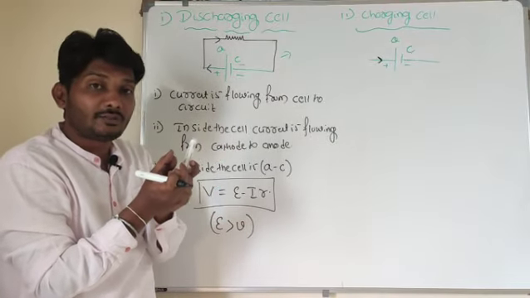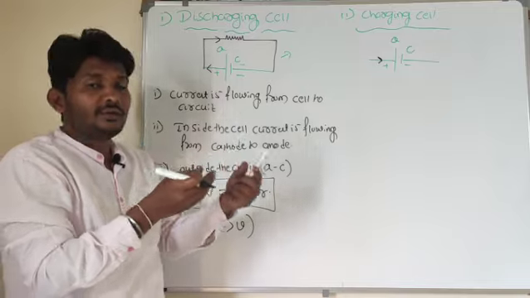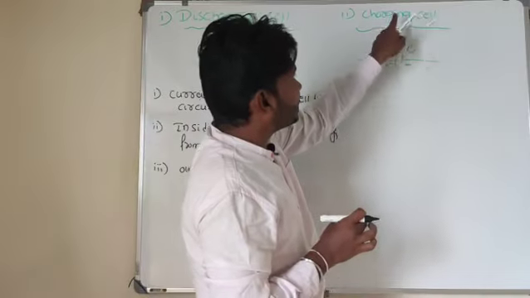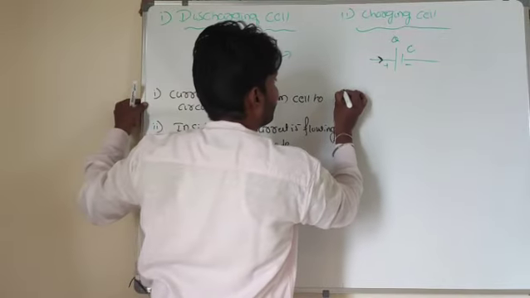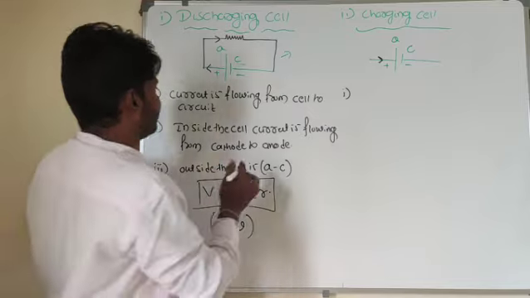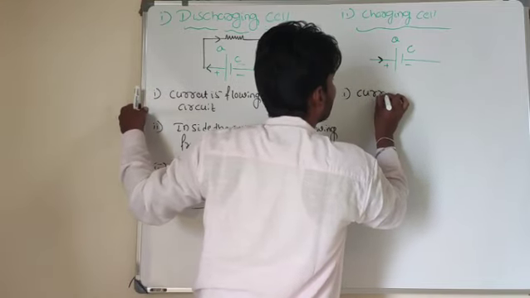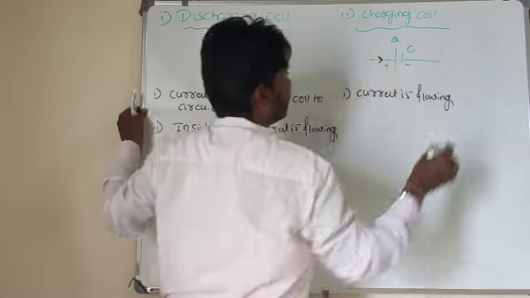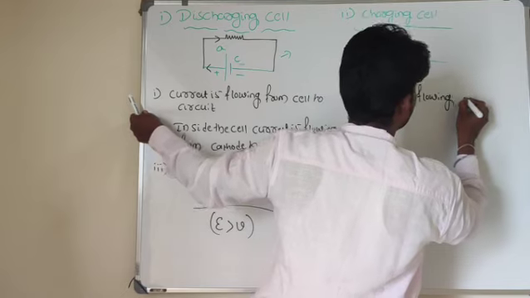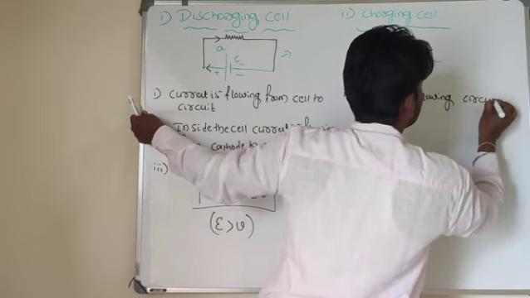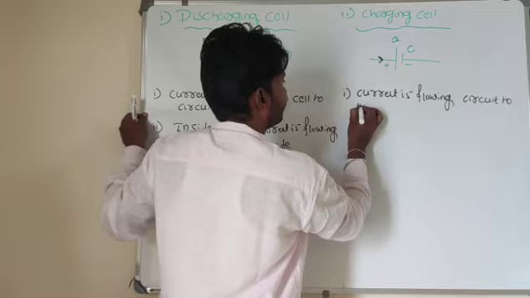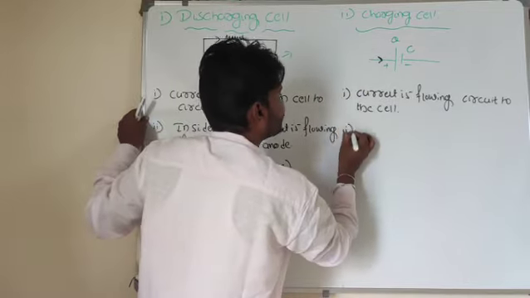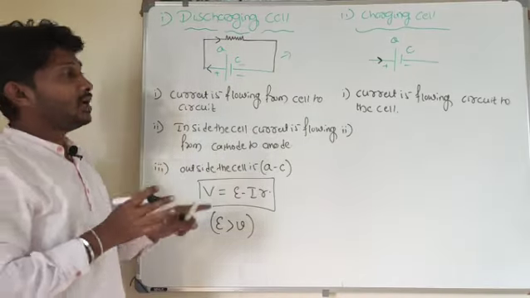So for example, in case of a mobile battery, you are going to charge that one. So current is flowing from that circuit to the cell here. That kind of cell you can consider as a charging cell. So remember one thing, in case of a charging cell, current is flowing from circuit to the cell here.